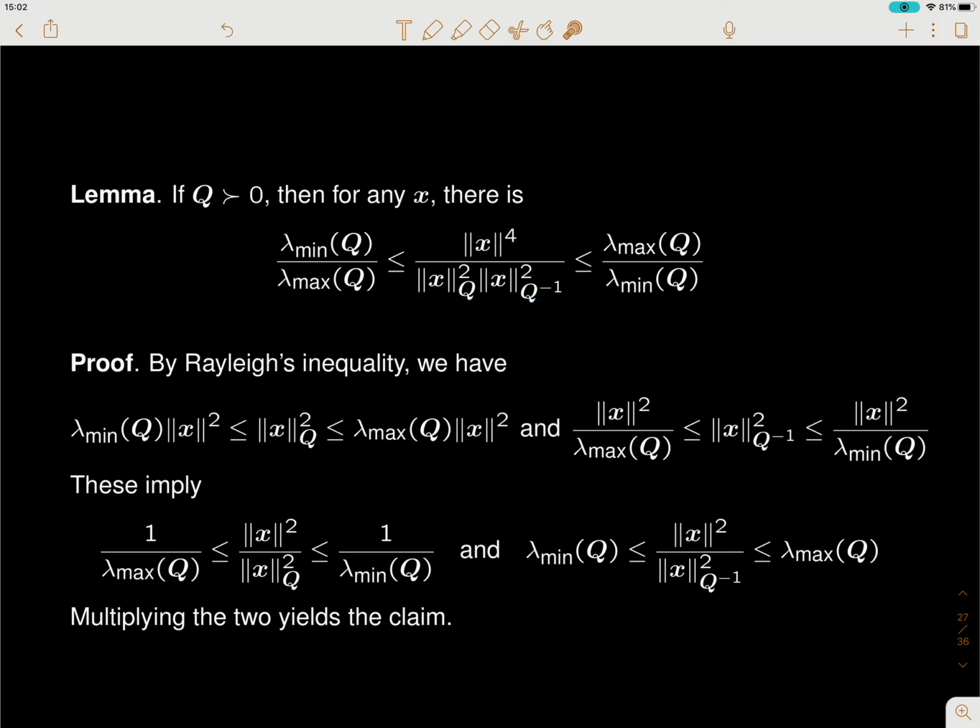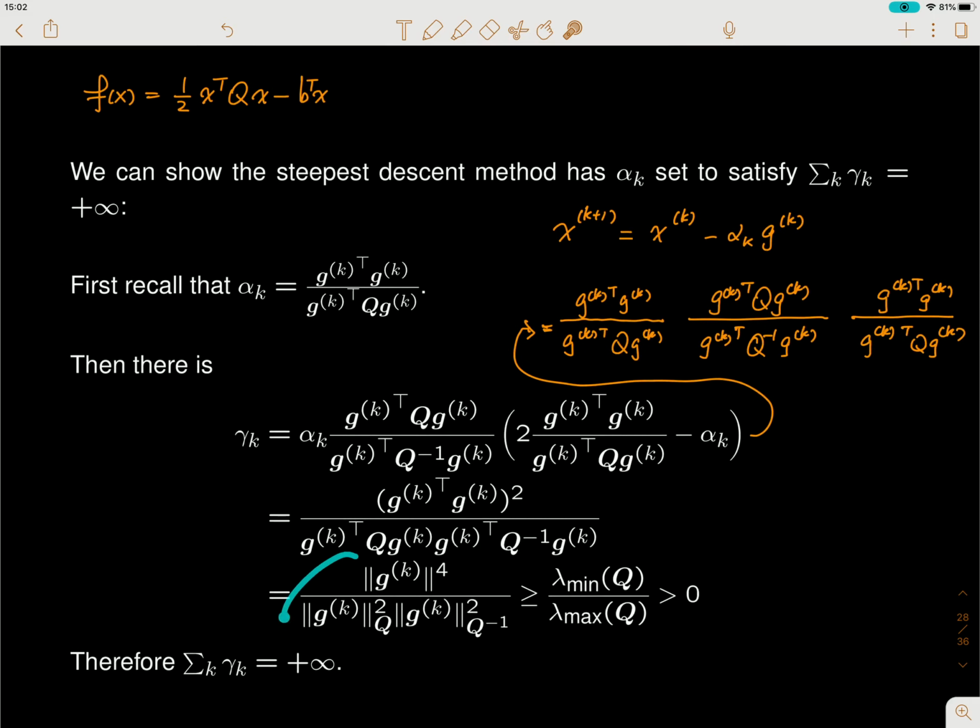Since this works for any vector x, we plug in x equal to the gk earlier. So we replace xk with gk, and also these are replaced by gk, and we have exactly the formula we have here. So that's why it is bounded below by this quantity.